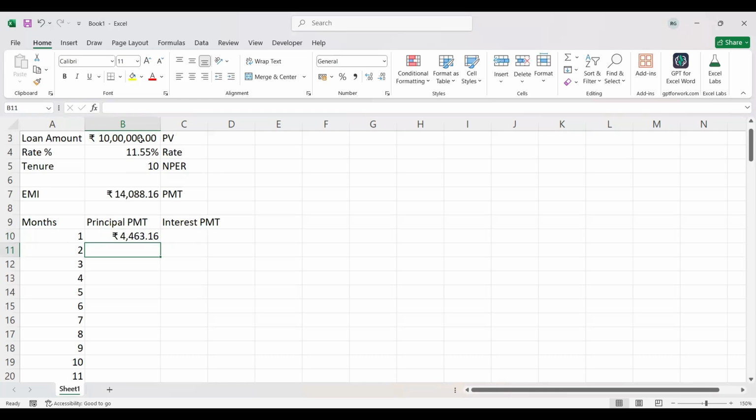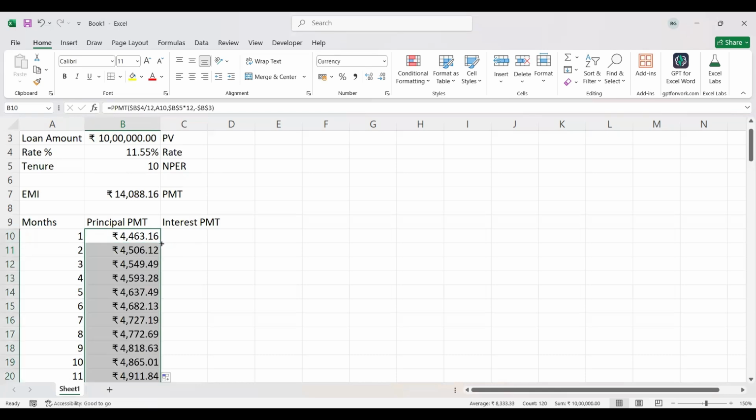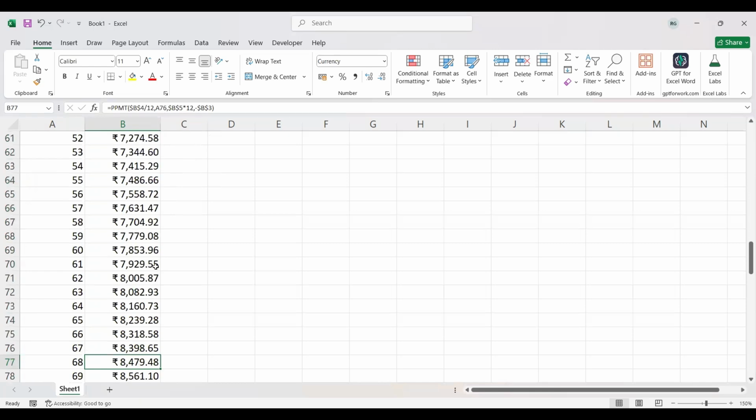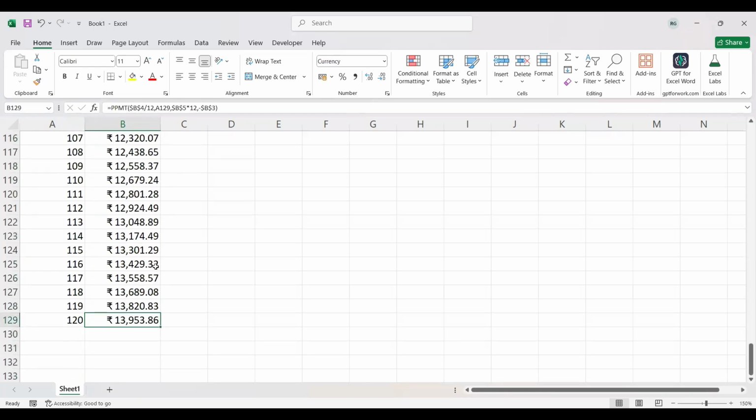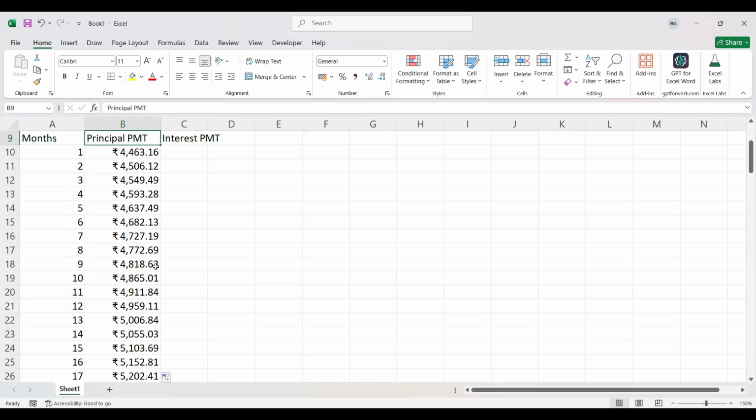Out of 14,088 rupees, in the first month when I'm giving my first EMI, I'm paying 4,463 rupees as principal. The rest, of course, will be the interest. So I'll drag it. Here you can see it's continuously increasing. The second month it's 4,506, then 4,549. Like that it's continuously increasing. If I look at the last one, out of 14,000 something, I'm paying 13,953 as principal payment.